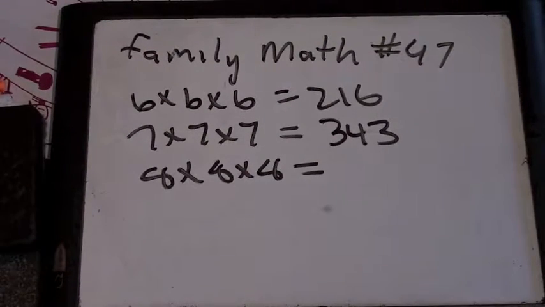8 times 8 times 8? 8 times 8 is 64. Do you think 8 times 8 times 8 is smaller than 7 times 7 times 7? No. It's 512.